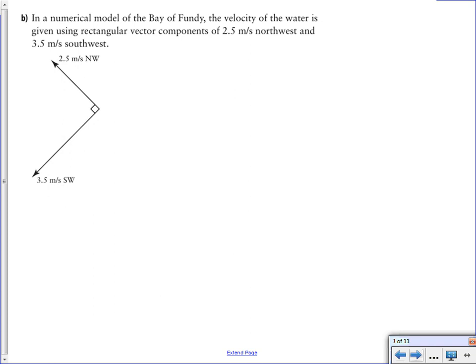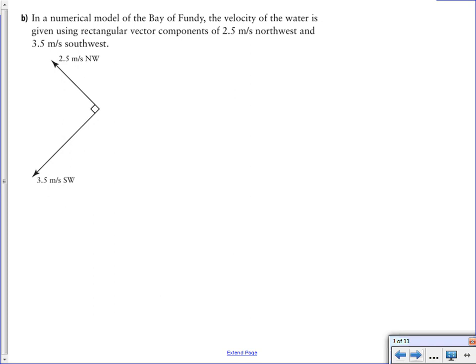There's no tail to start at. You need to redraw this. And remember, we don't really care about the order. You can redraw in either order, whichever one you want to put first. But you need to redraw it so that the head of the first is attached to the tail of the second. So on your paper, you might be able to just draw it in.